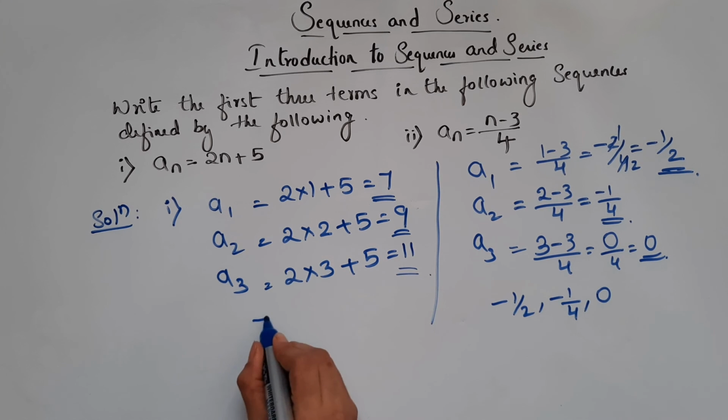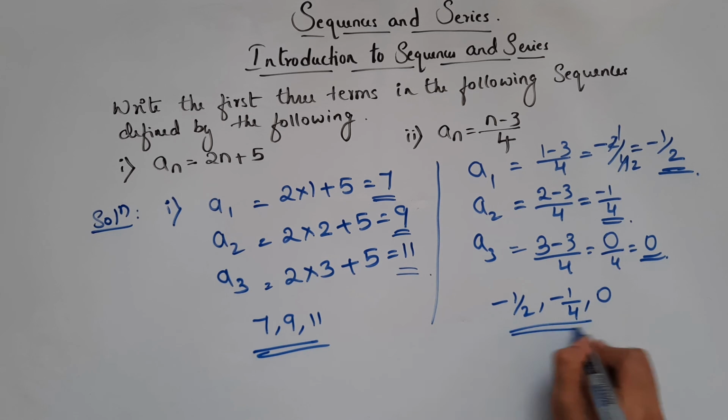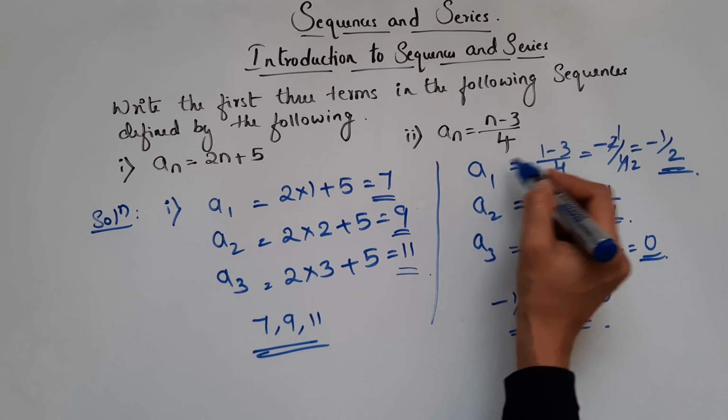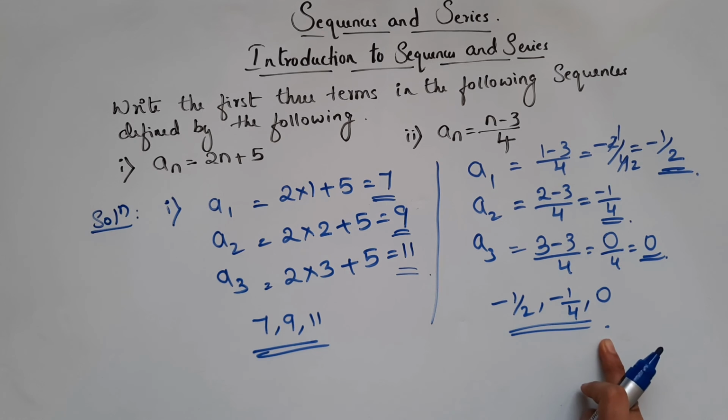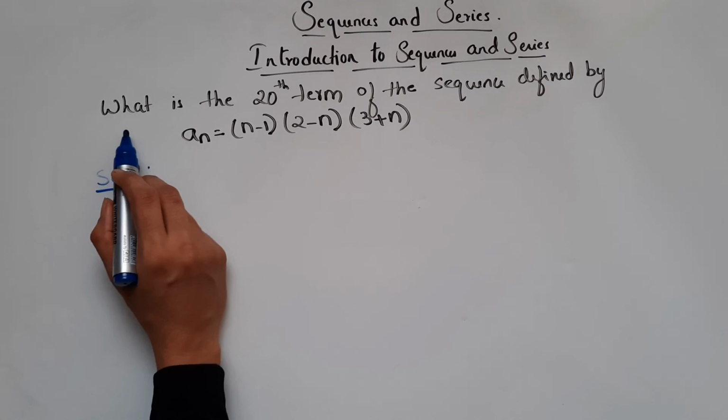Similarly, here the first three terms are 7, 9 and 11. So seeing the pattern, you will write the sequence. Here you simply have to put the values for n. Alright, now let's see this problem.